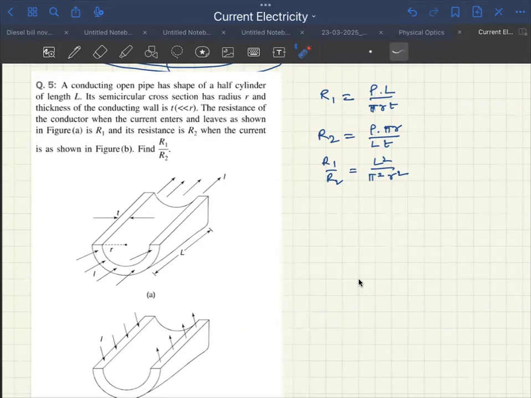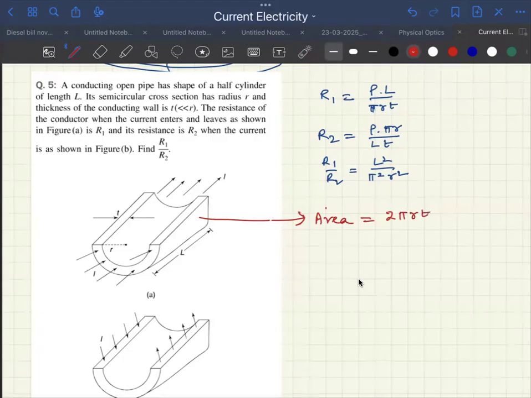A conducting open pipe has the shape of a half cylinder. It is a thick pipe. Its semicircular cross section has a radius R, thickness T. The resistance of the conductor when the current enters and leaves as shown. No issues. In this case, length is known. Area is nothing but 2 pi RT. No, pi RT. Why pi RT? Only half.